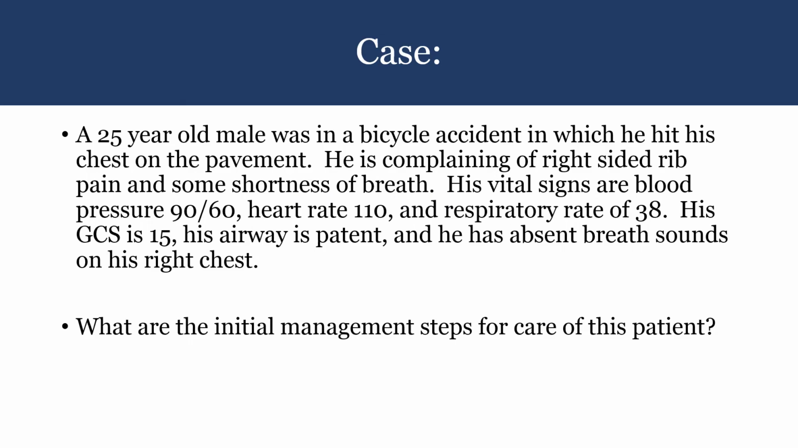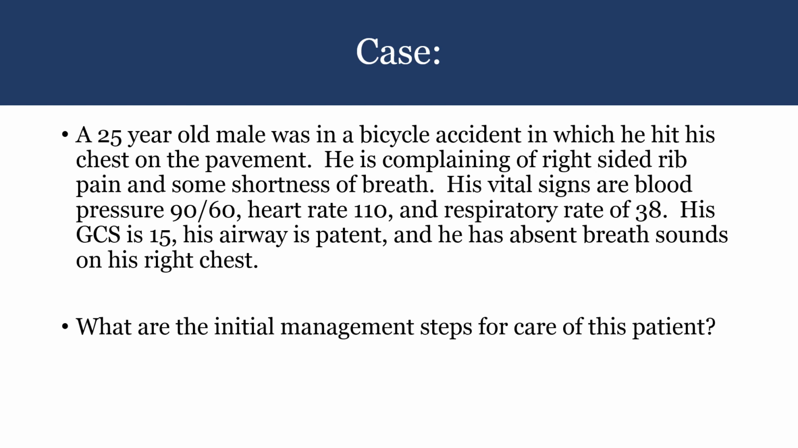And then we finally look at the case study. So we have this 25-year-old male who was in a bicycle accident in which he hit his chest on a pavement. He's complaining of right-sided rib pain and some shortness of breath. His vital signs: BP of 90/60, a heart rate of 110, that's a tachycardia, and respiratory rate of 38. His GCS is 15. His airway is patent, and he has absent breath sounds on his right chest.